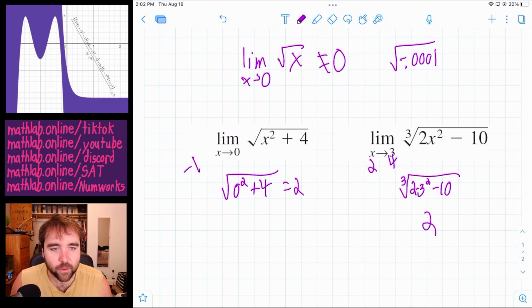But that'll happen here, right? Because there's never any undefined stuff. Because we got the cube root, that's never undefined. And we got the square root, but since you're doing x squared plus 4, that's always positive anyway. So these graphs are just always continuous. So I guess this applies.